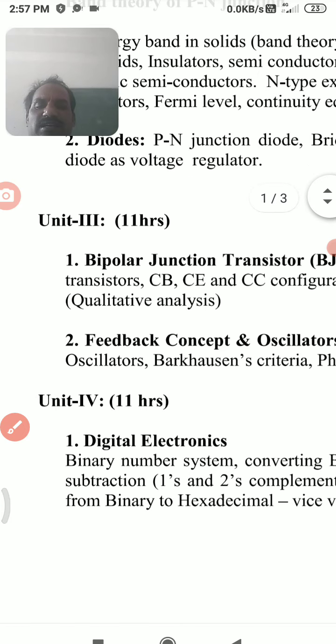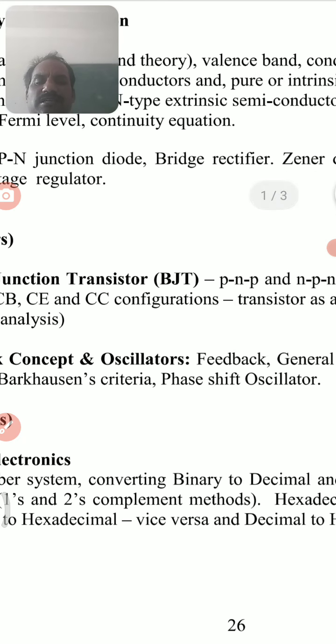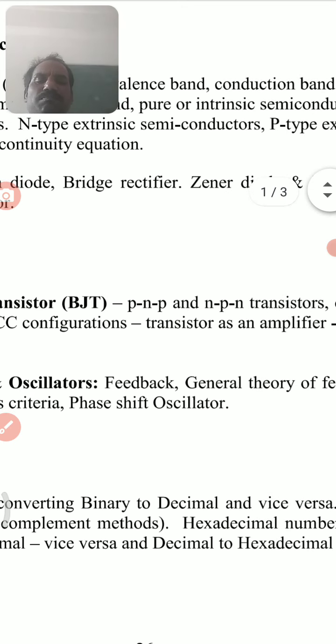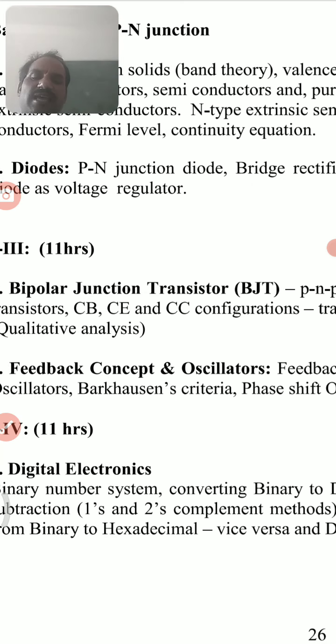And next we can learn the third unit, bipolar junction transistor. It is BJT, not BJP, bipolar junction transistor. In this unit we study p-type and n-type bipolar junction transistors, the PNP transistor and the NPN transistor. These are the transistor characteristics and configurations: the common base configuration, common emitter configuration, and common collector configuration.